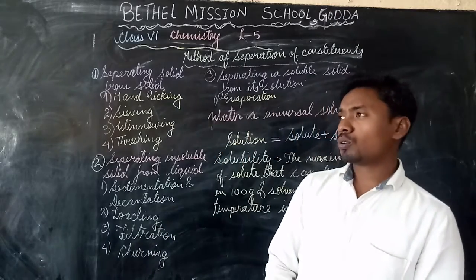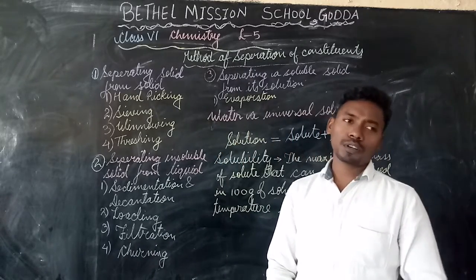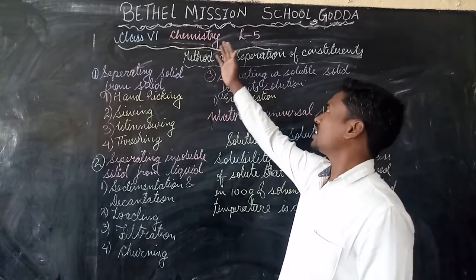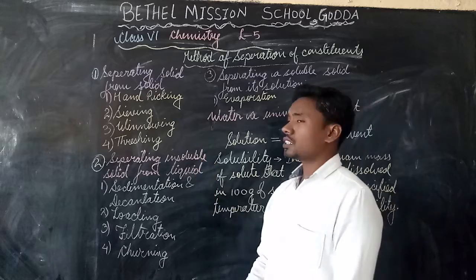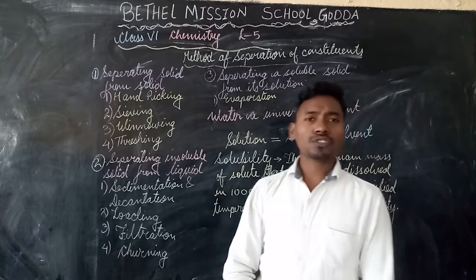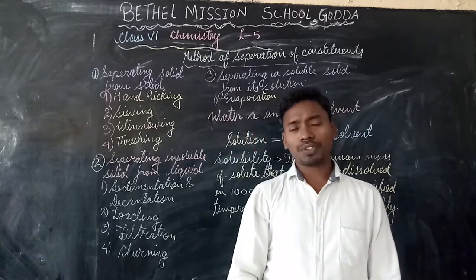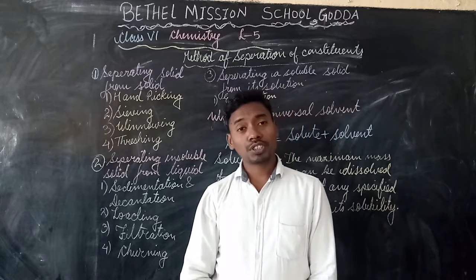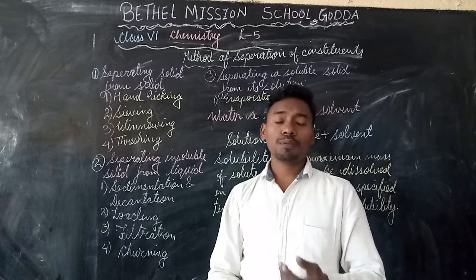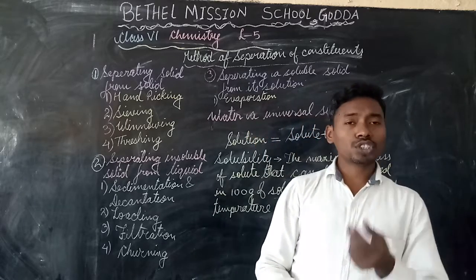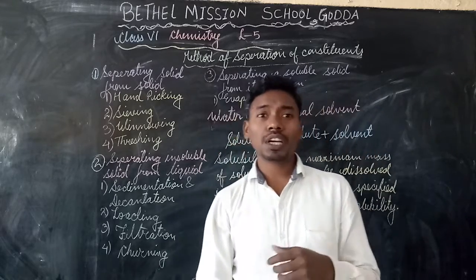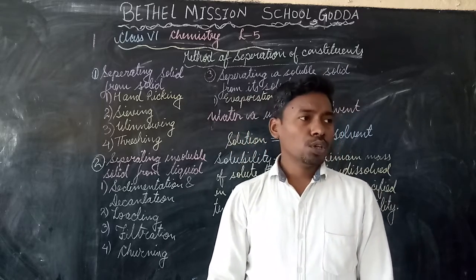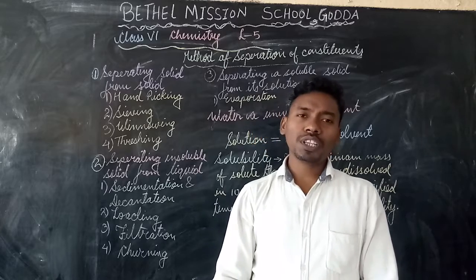Okay, so we started this chapter quite some days before, and after many days we are back. This is lesson 5, and we discussed up to the requirements of separation of constituents of a mixture. We studied the types of mixtures, what mixtures are, and that sometimes the constituents are useful, sometimes they are unwanted, and sometimes they are harmful, so they need to be separated. So it was the need of the separation.